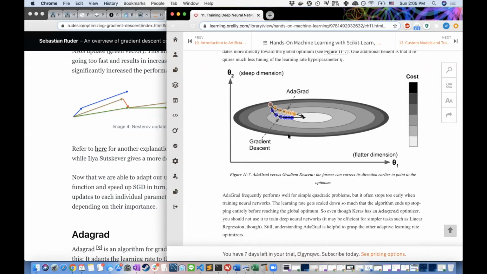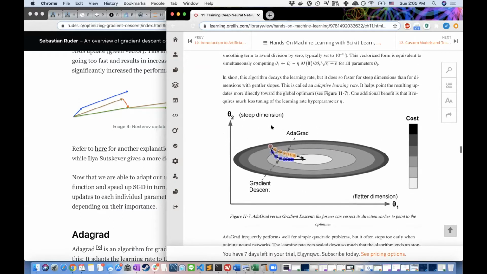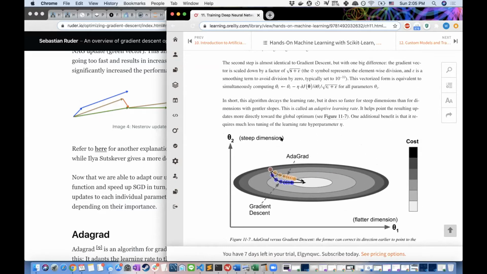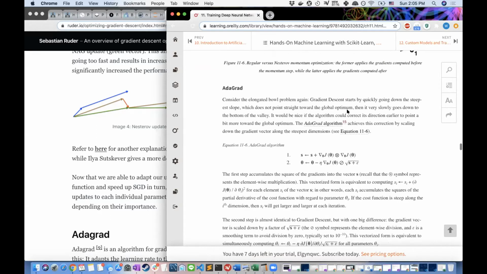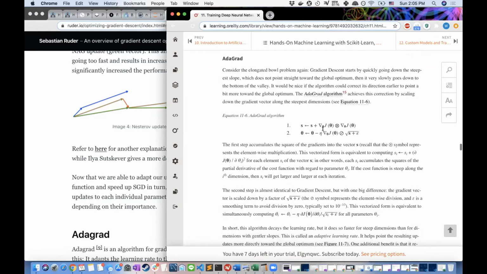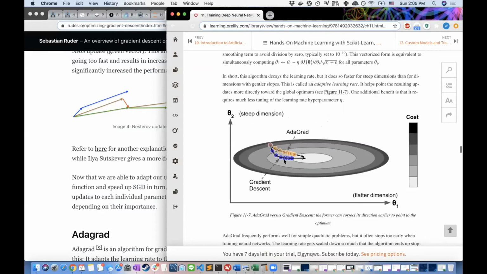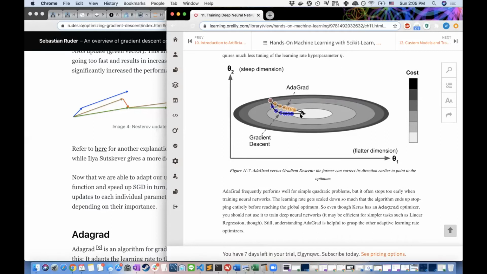So here's a comparison between gradient descent and AdaGrad. As the text says, it points more towards the direction of the global minimum, as it's shown here. The former can correct its direction earlier to point to the optimum, right here.